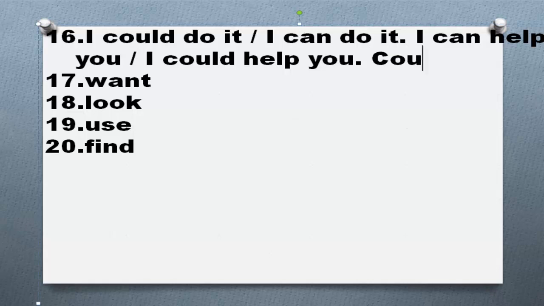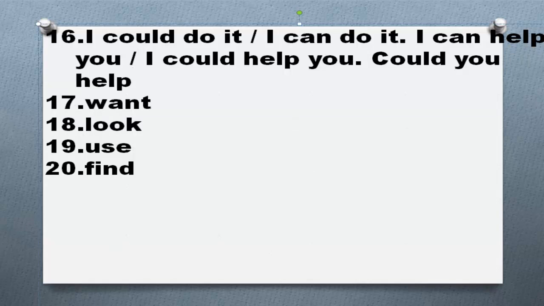Например, could you? Could you help me? Мог бы ли ты мне помочь? Could you help me? Для верности можем добавить please. Could you help me, please? Ты мне мог бы помочь? Could you help me, please?